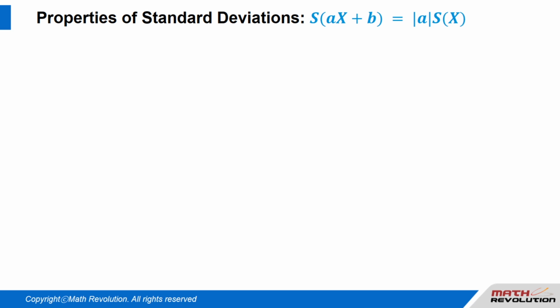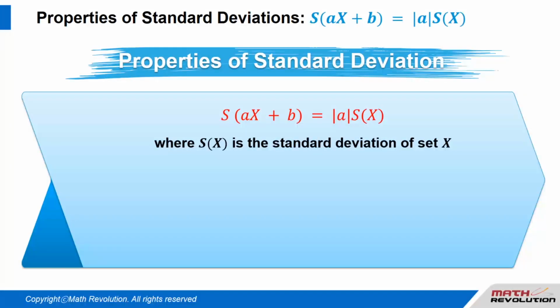Property of standard deviation: S of (a times x plus b) equals the absolute value of a times S of x, where S of x is the standard deviation of set x.